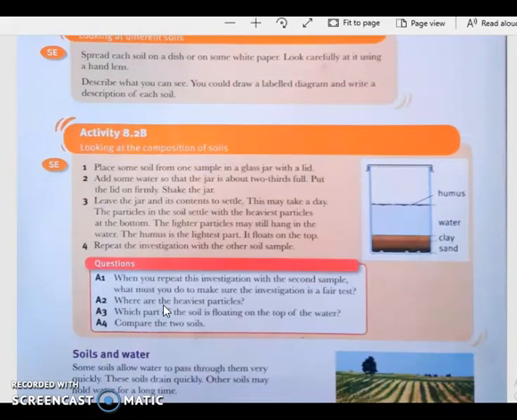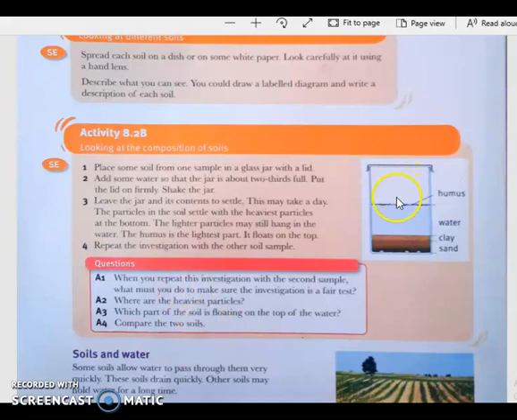Add some water to the jar so that it's about 2/3 full and put a lid on firmly. Take the jar and leave the jar and its content to settle. This may take a day. The particles in the soil settle with the heaviest particle at the bottom.